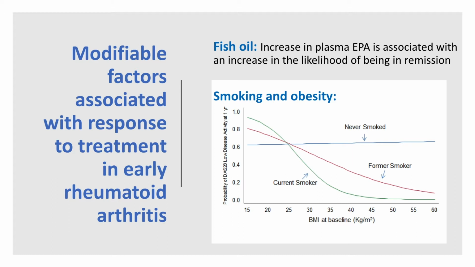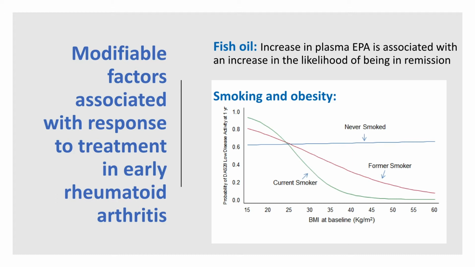And then we looked at two other modifiable lifestyle risk factors, smoking and obesity. We know smoking is a risk factor for getting the disease, and it is also associated with a poor response to therapy. On this graph here, you can see we have the y-axis, and as you move up to the top, that means that you have an increased chance of having really good disease control. And on the x-axis, moving from left to right, we have the BMI, with increasing BMI meaning increasing obesity as you move from left to right.